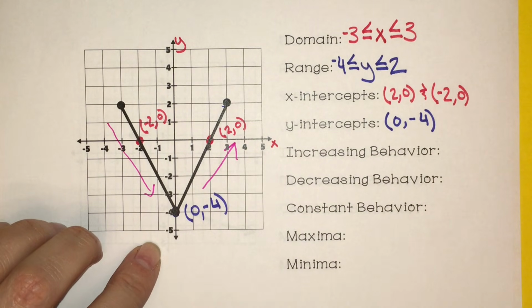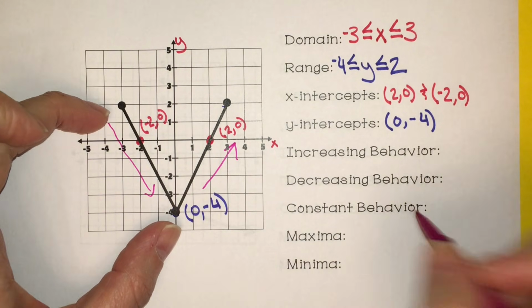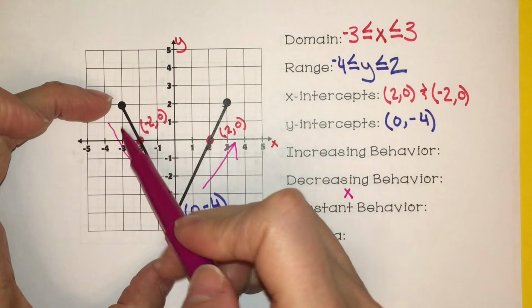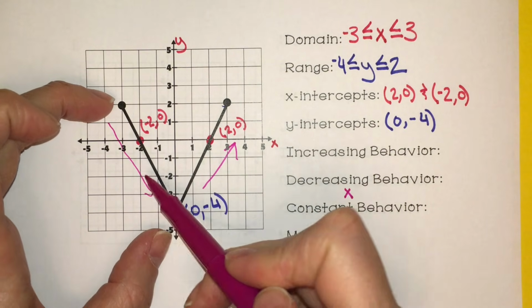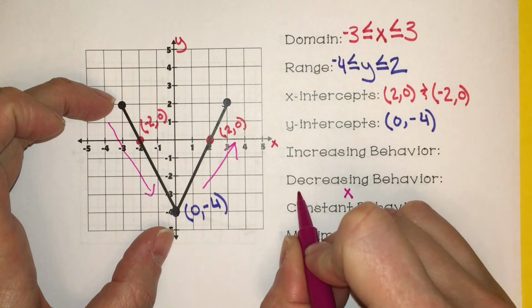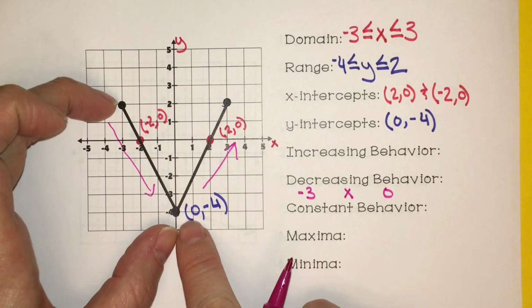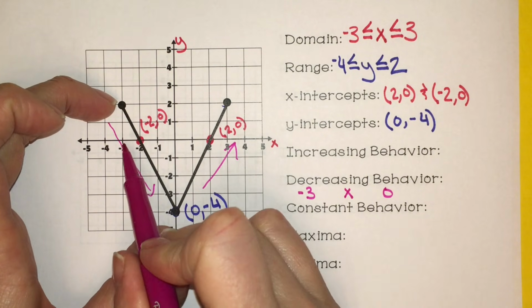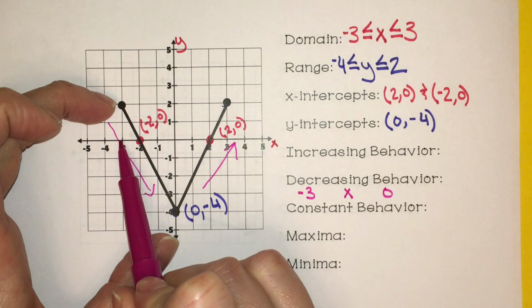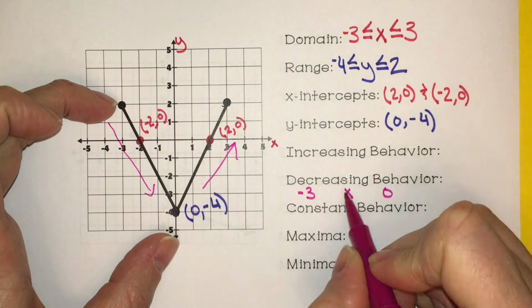So this would be our decreasing behavior. And we're looking at x. You're always going to use x. I'm going to start with decreasing because, well, that's first. So the x values fall between where x is -3 and it stops decreasing where x is 0. So it goes from -3 to 0. And these are solid circles, so it does include those points. So x is greater than or equal to -3.